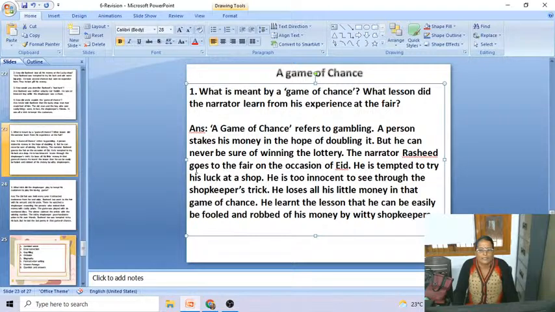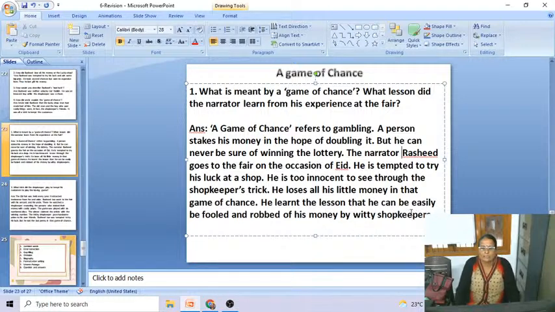The narrator Rashid goes to the fair on the occasion of Eid. He is tempted to try his luck at a shop. He is too innocent to see through the shopkeeper's trick. He loses all his little money in that game of chance.